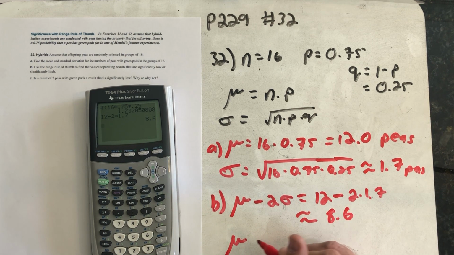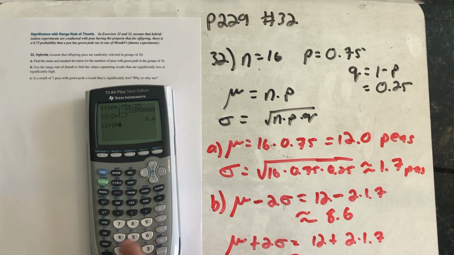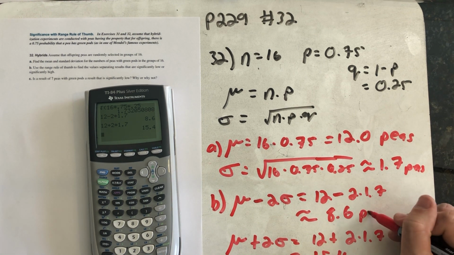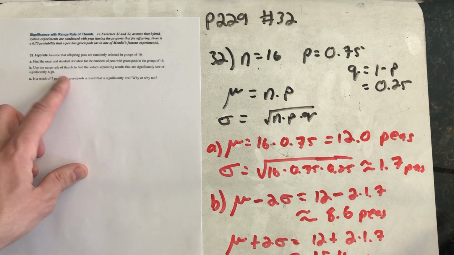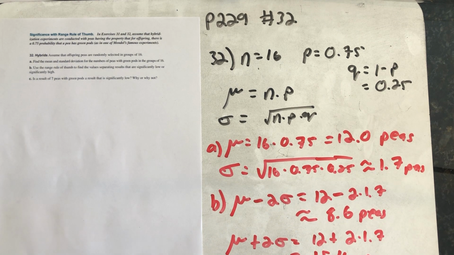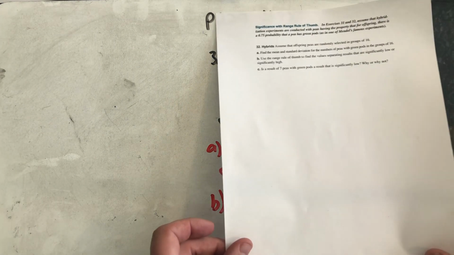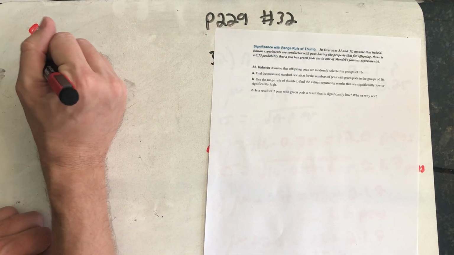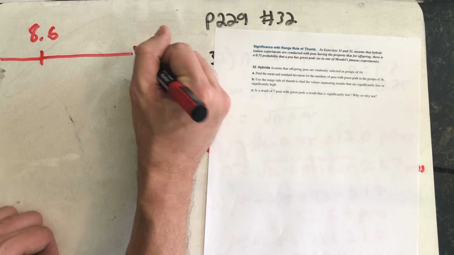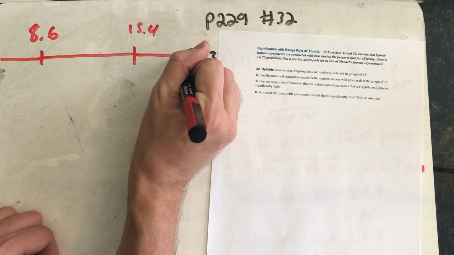The value that separates the values that are significantly high from the rest, that's the mean plus 2 times the standard deviation. So 12 plus 2 times 1.7, 15.4. We have identified the values that separate the things that are significantly high or significantly low. Anything below 8.6 will be significantly low. And anything above 15.4 will be significantly high.